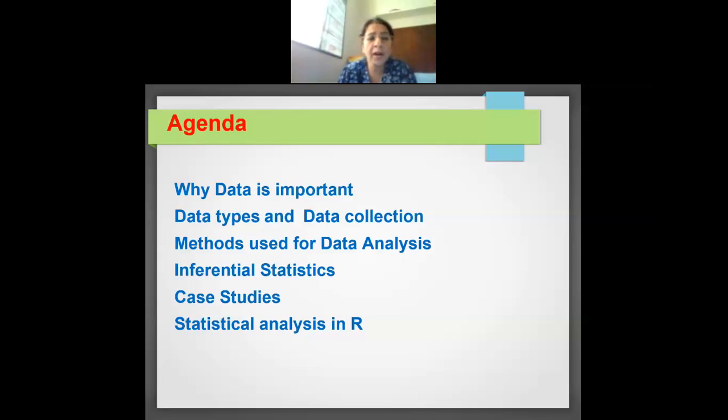We'll talk about why data is important, what are different types of data and data collection techniques, what are the methods used for data analysis. We'll talk about different methods for univariate and bivariate analysis. And majorly, we are going to talk about inferential statistics, some case studies, and I'll tell you about a few functions or methods. How do you use them in R?